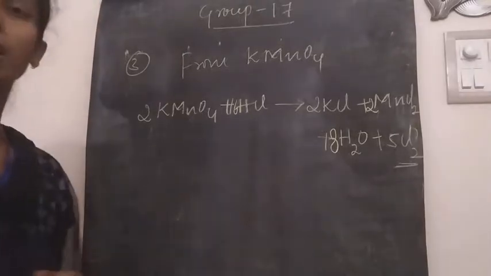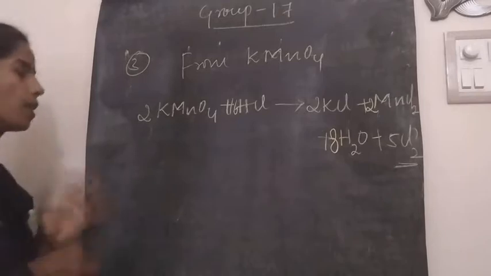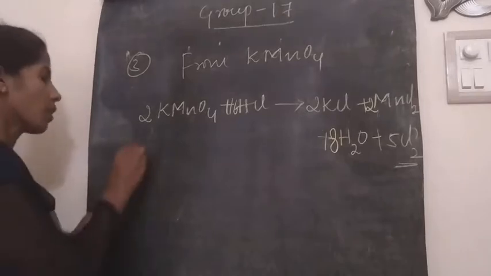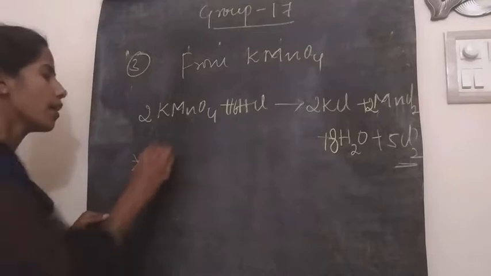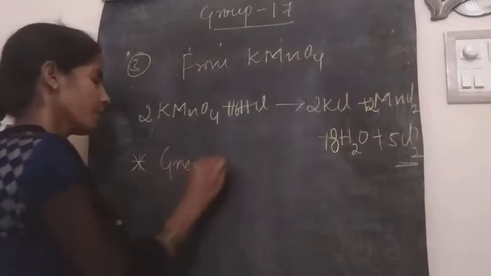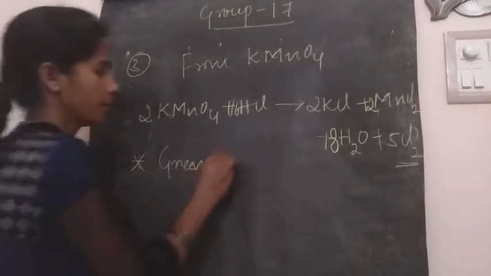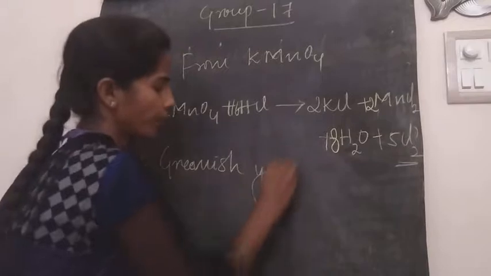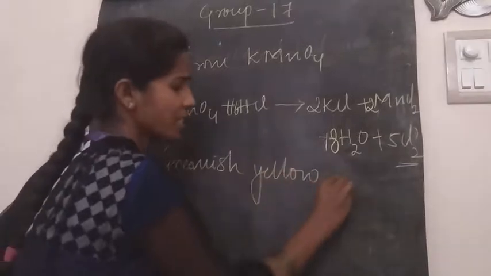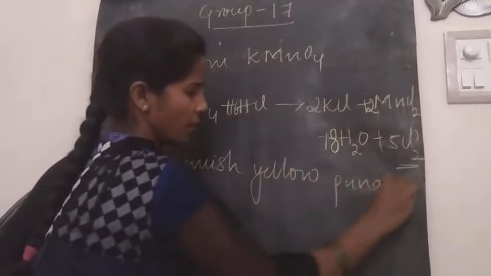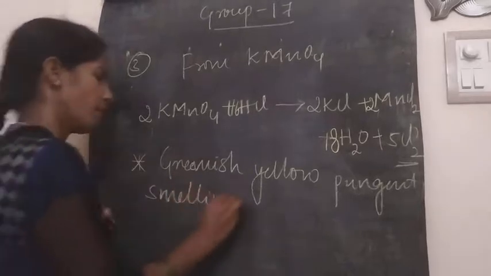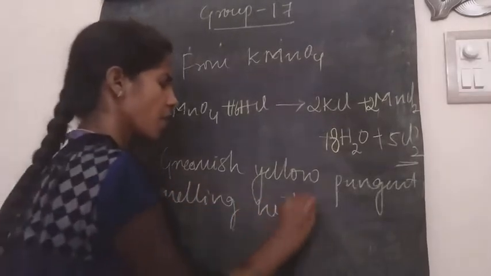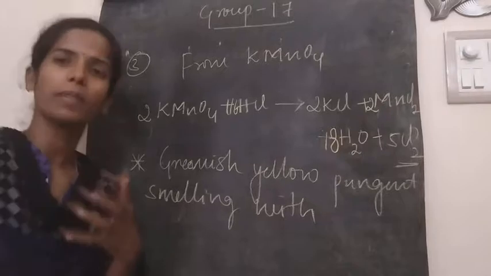Coming to the physical and chemical properties. Coming to the physical properties, chlorine is a greenish yellow, pungent smelling gas with a suffocating odor, meaning you get a vomiting sensation.